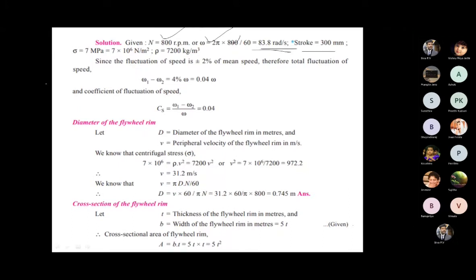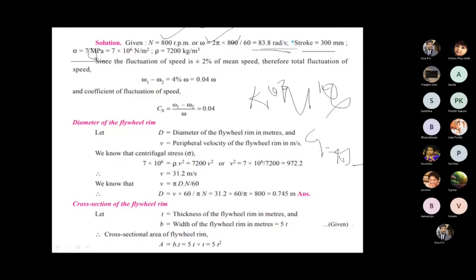Okay, sigma equal to 7 megapascal. M means mega, and mega means 10 power 6. K means 10 power 3, which was already discussed, and mega means 10 power 6 and giga equals 10 power 9. So sigma is 7 into 10 power 6 Newton per meter square. Density rho is 7,200 kilogram per meter cube, which is given.